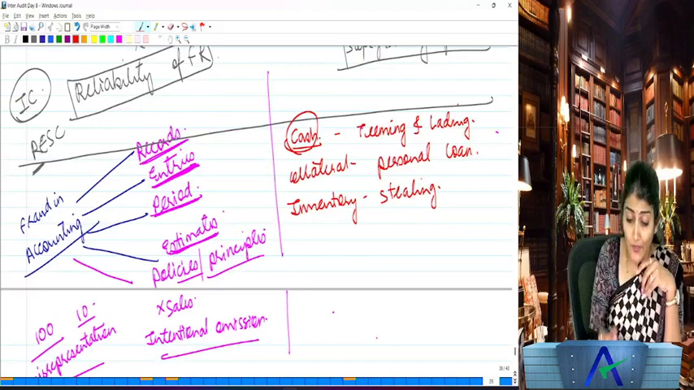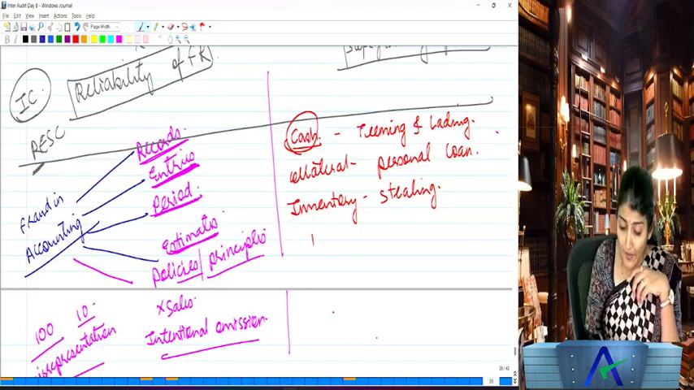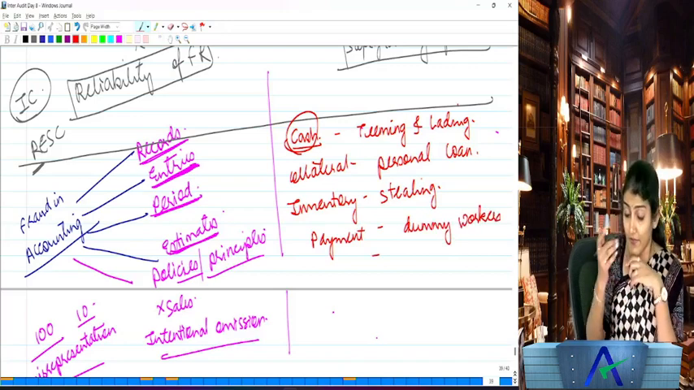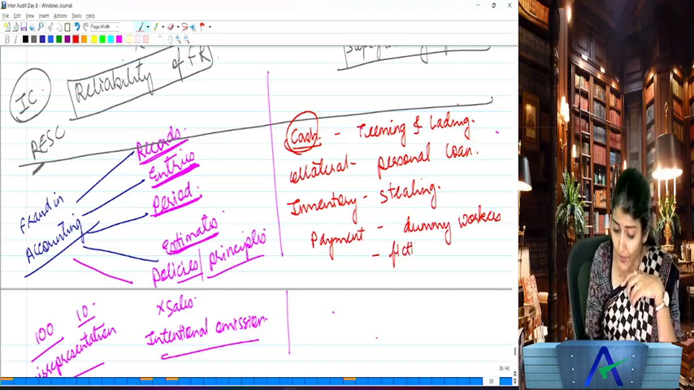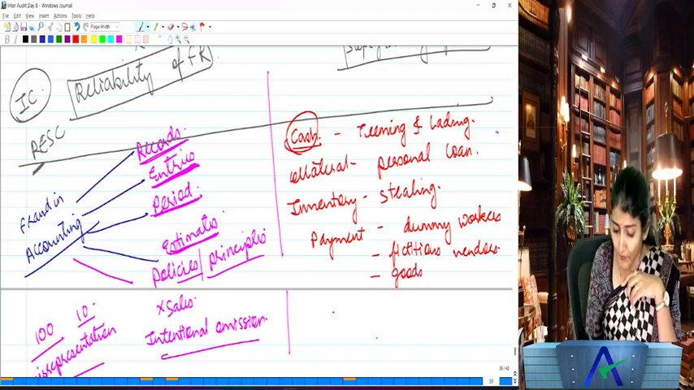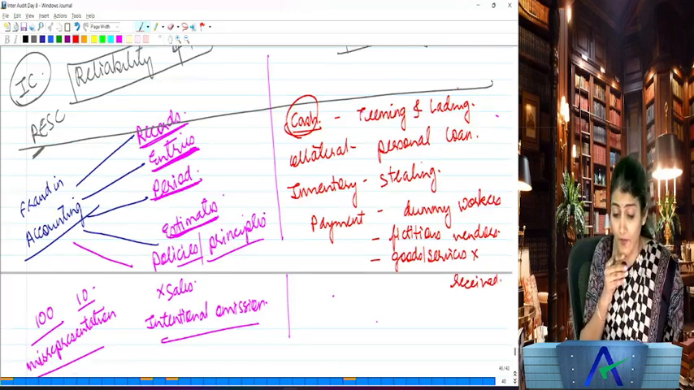Cash of the company, what is another fraud you can do with the cash of the company? You can make the payment of the salary to the dummy workers. Then you can make the payment to the fictitious vendors, fake vendors. You can make payments when you did not receive any goods or services. Payments being made for goods and services not received.